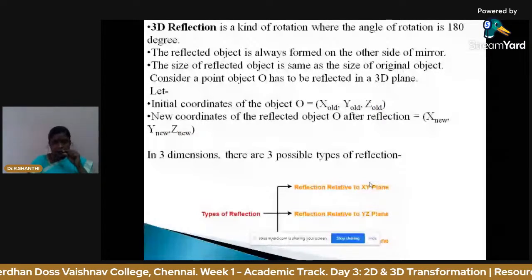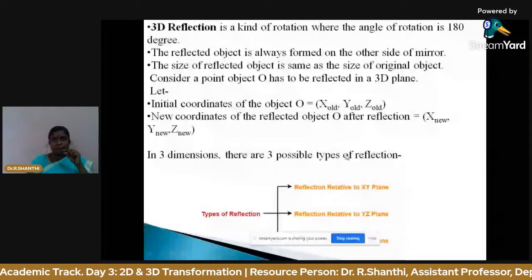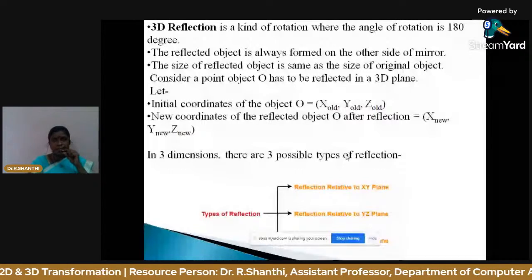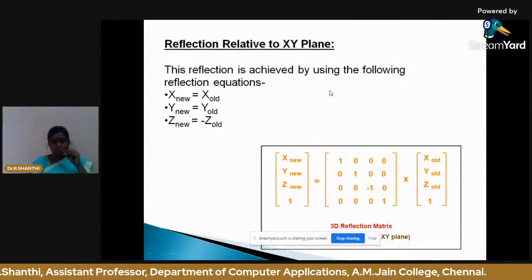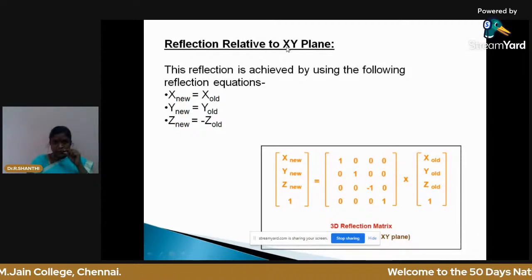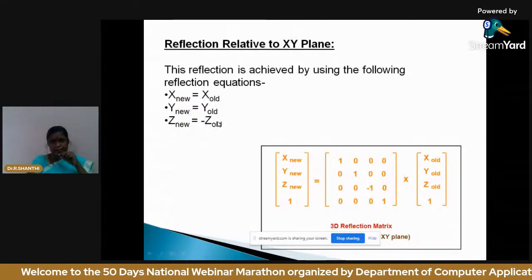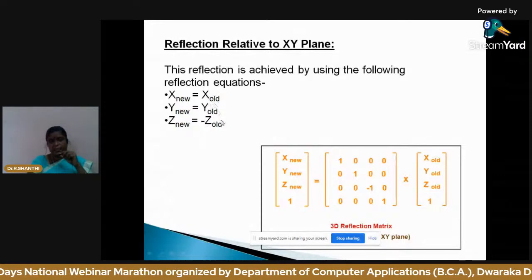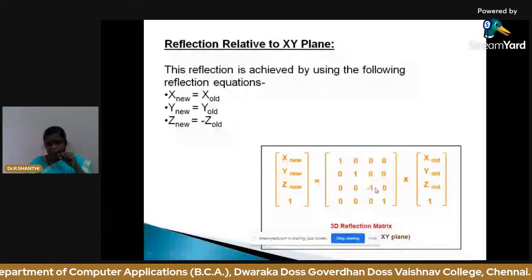So as we know, we have three types of reflection, because you have three different combinations: XY, YZ, and XZ. So you have three different possible planes. You have the equation, so x new is equal to what? Here, for the xy plane, I am considering x and y, so only z takes the negative value. X and y will retain the same value. Only here z is minus 1 into the old value.